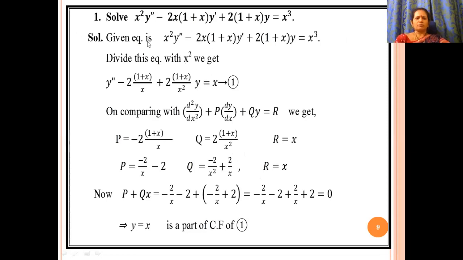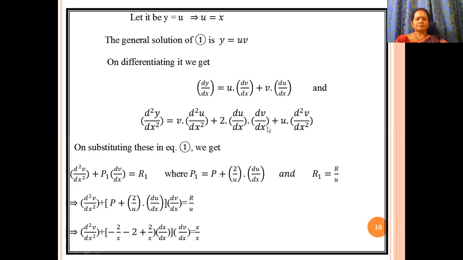Now these are the problems. This is the first problem, a differential equation that we have to solve. Dividing first by x square, then compare this with the standard linear differential equation, so P, Q, R. Here the complementary function is not given, so using the inspection method, you can find the complementary function. This value will be satisfied. That's why here y is equal to x is a part of the complementary function.